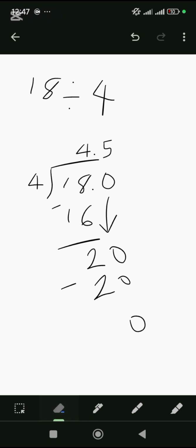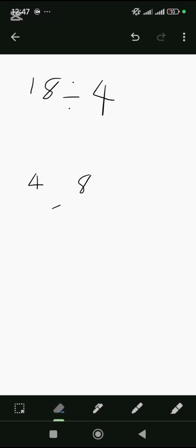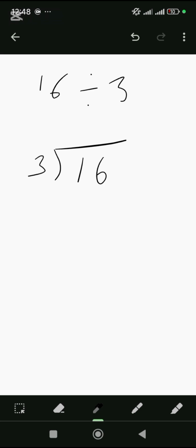Let's take another example so you can see. We can have 16 divided by 3. So we can have something like this. 16 divided by 3. How many 3 are in 16? We have 4, because 4 times 3 is 12. And so we can subtract this. We'll have 4.